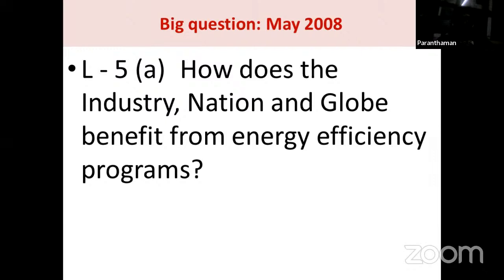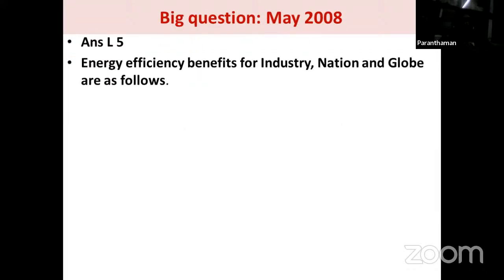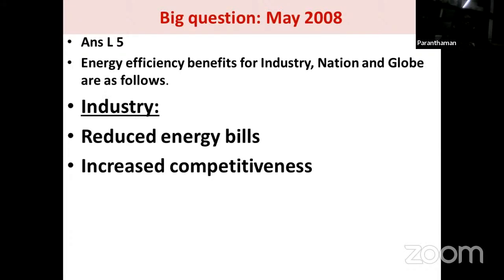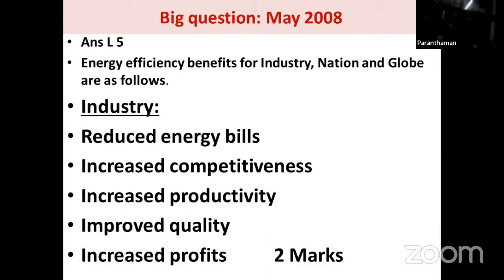We saw this on the first session, first day. How does the industry, nation, globe benefit from energy efficiency programs? Industry: reduced energy bills, increased competitiveness. We have to keep this in mind. Otherwise, we will not be able to write so easily in the examination. It may consume time. Reduced energy bills, increased competitiveness, increased productivity, improved quality, increased profits. It seems all are same, but we have to keep in mind everything.